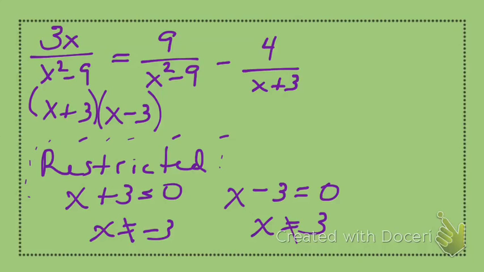I think of these values of x as those on the naughty list. So we'll keep it in mind that x cannot be negative 3 and x cannot be positive 3. Now that we know what x cannot be, let's find out what it is. To do so, let's begin by clearing the fractions.